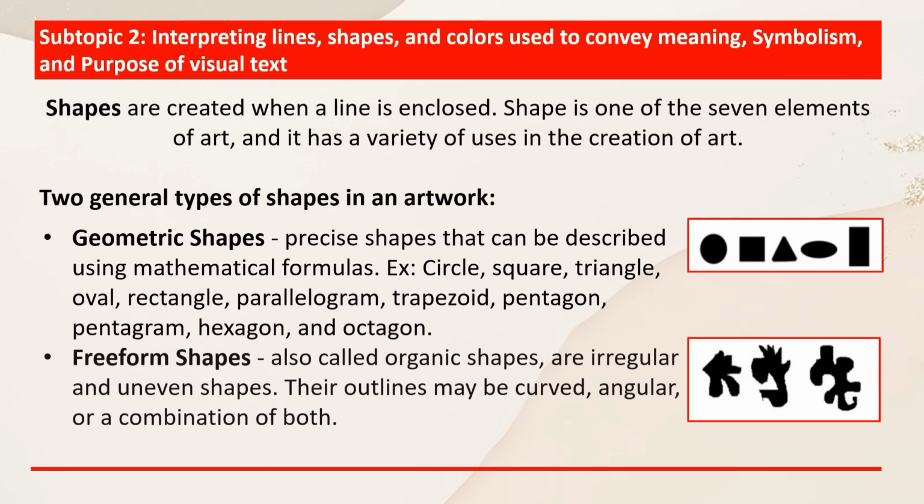And of course, we have free-form shapes, also called organic shapes, are irregular and uneven shapes. Their outlines may be curved, angular, or a combination of both. Shapes play essential roles in the creation of drawings and paintings. Shapes help to create complex drawings and paintings, affect the composition, and contribute to the balance within a work.